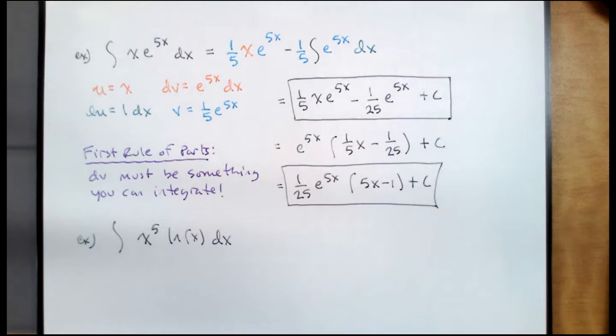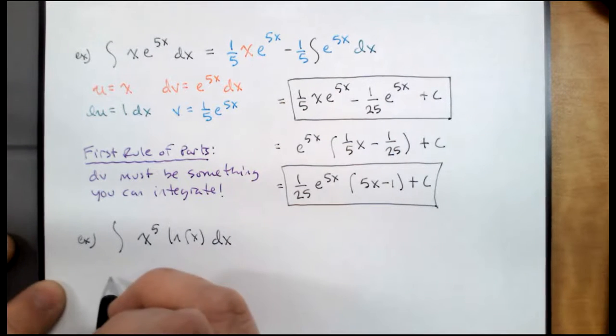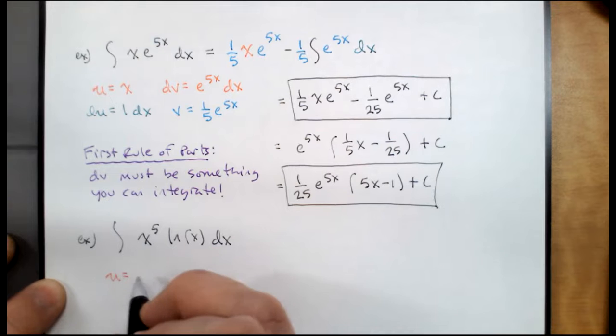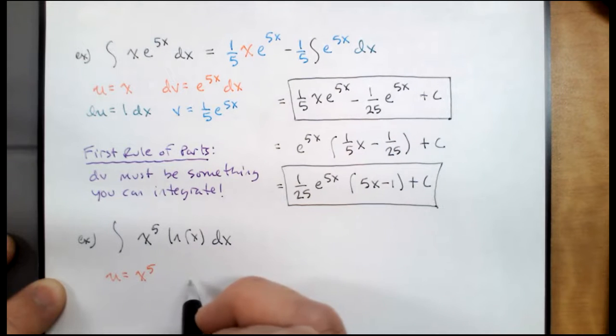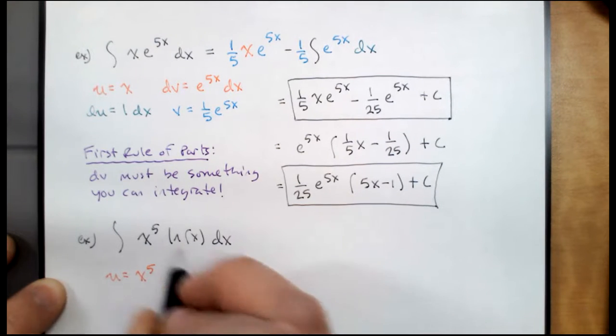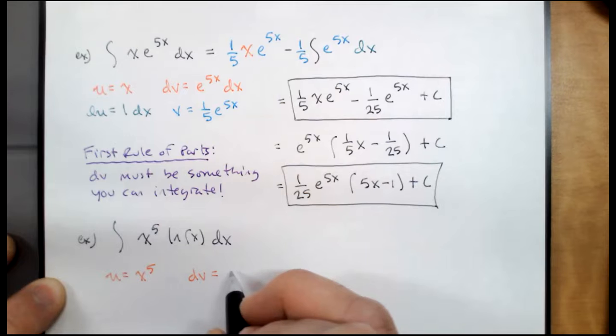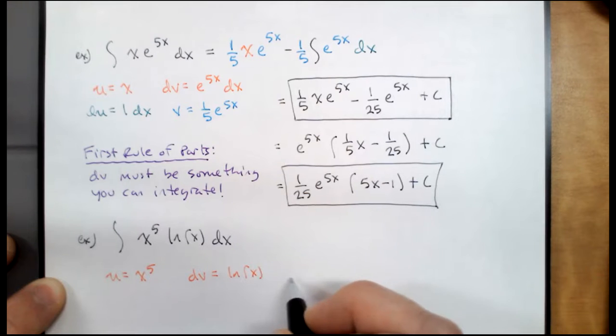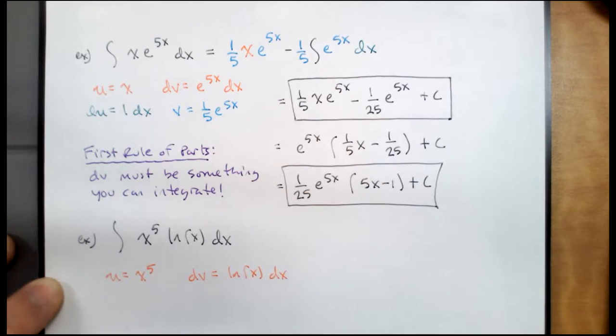Now, let's follow the same plan that we did last time. Decide u is going to be the polynomial part. Let's make u equal to x to the fifth. And here we're going to run into our problem, which is why I brought up this first rule of parts. Because I write dv is natural log of x, and we're immediately stopped. Because we look at that and say, hang on, I don't know what the integral of natural log of x is.